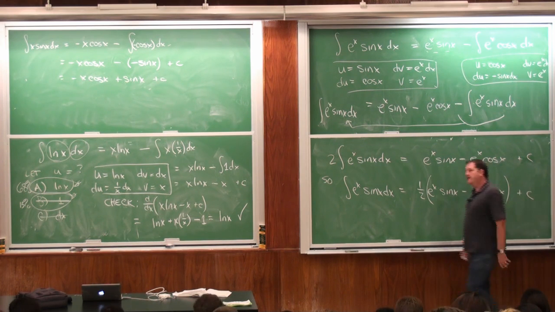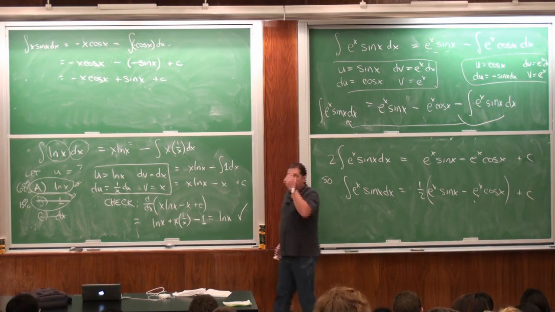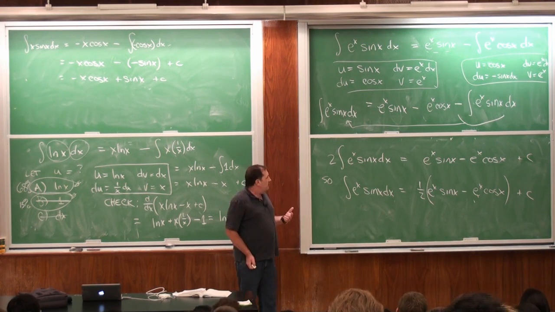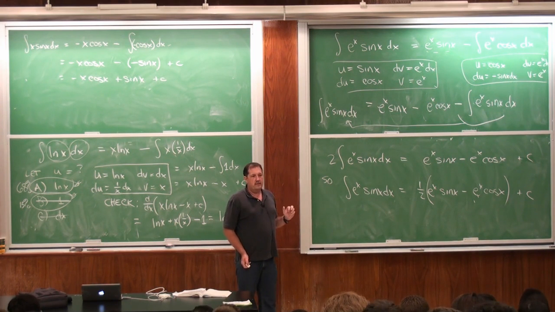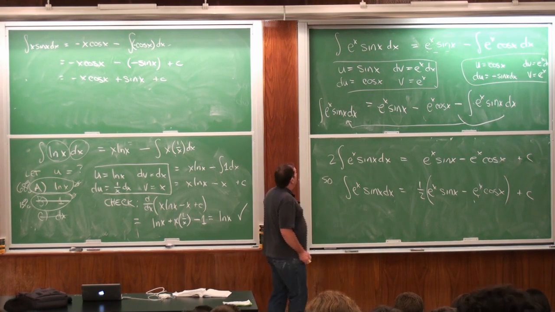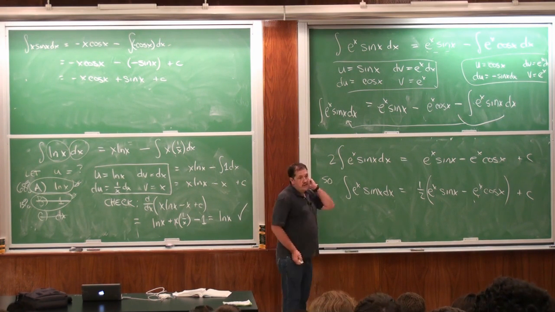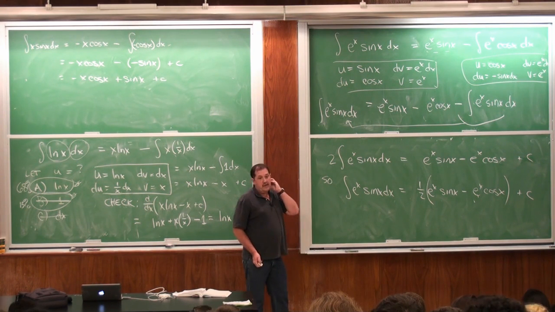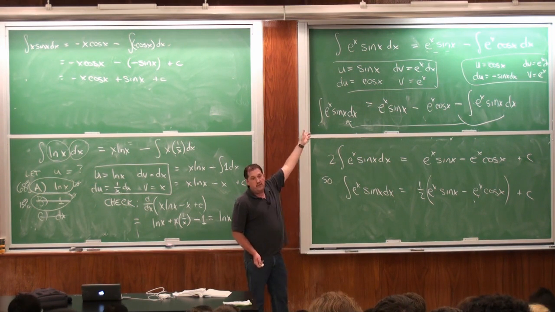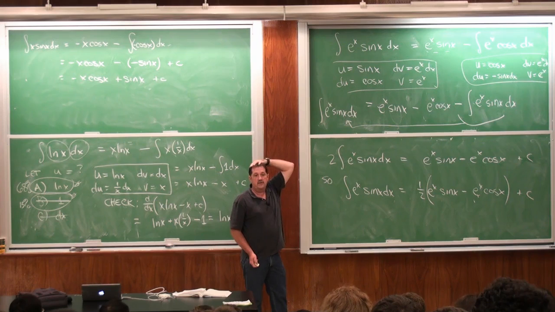So sometimes integration by parts doesn't seem to go anywhere, but you can get back where you started. Now, if I had taken u to be e to the x instead of taking u to be the sine, I would have gotten the same answer.